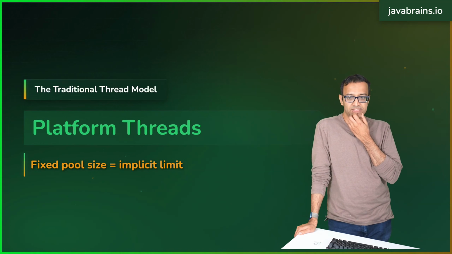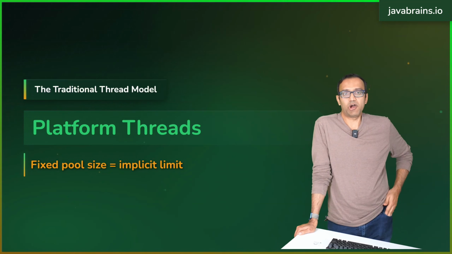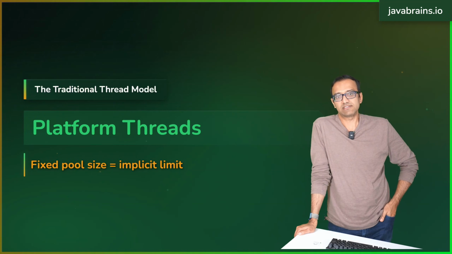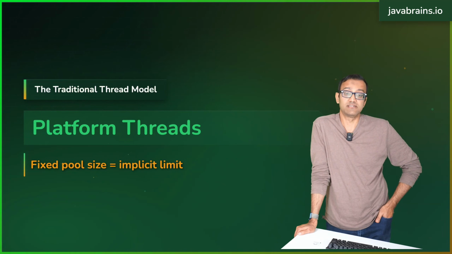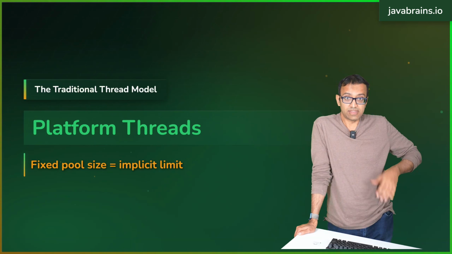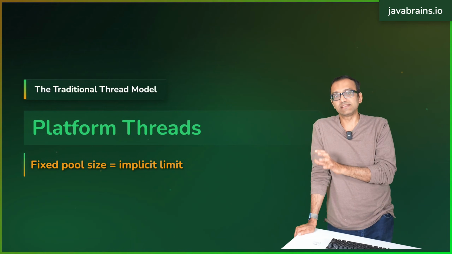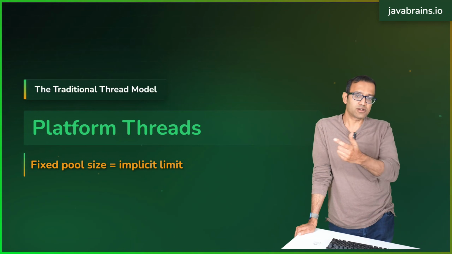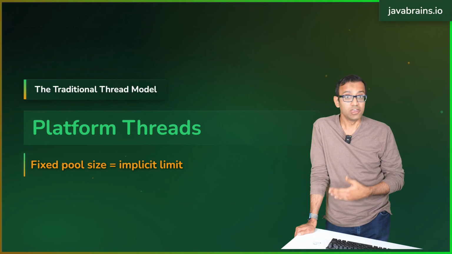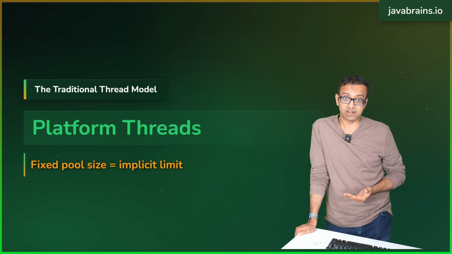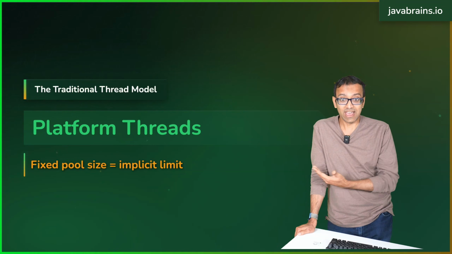When you have platform threads, think about it, the traditional model, you typically configure thread pools with fixed sizes. So let's say you have a request handler with 200 threads. That pool size implicitly limits concurrency. I talked about the natural limit. So the pool size acts as a natural limit. You cannot have more than 200 concurrent threads because you only have 200 threads.